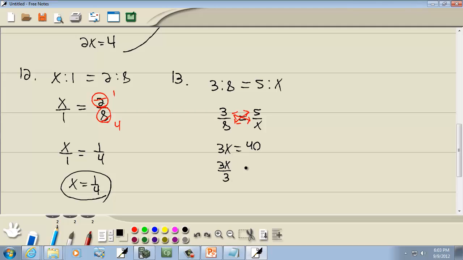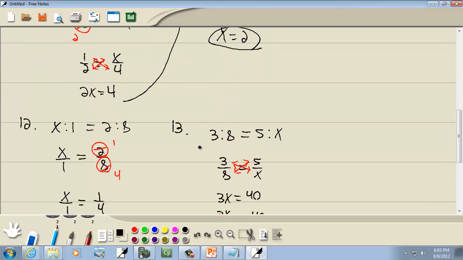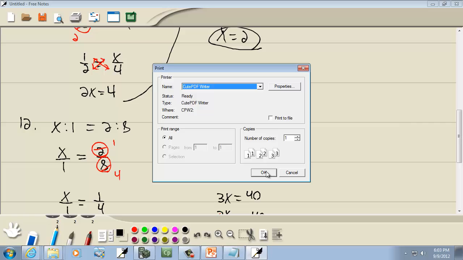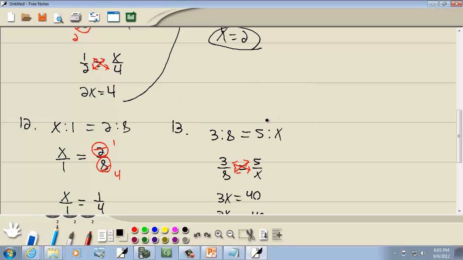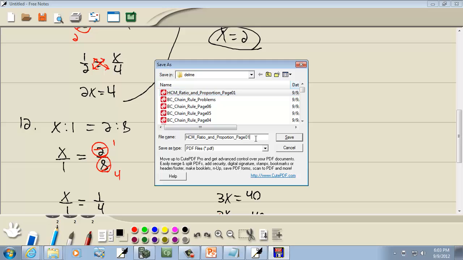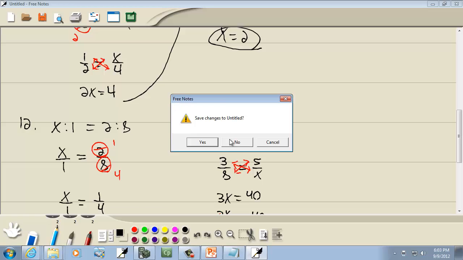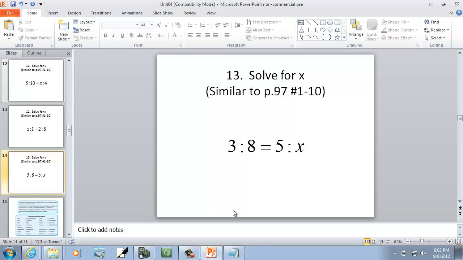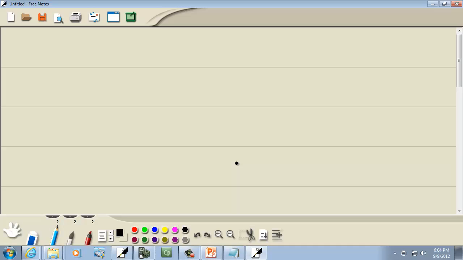Then I'll divide both sides by the number in front of our x to get rid of that. And when I do that, this 3 is going to cancel. And we got x is equal to 40 over 3. That's the value I'd have to plug in for x to cause that to be a proportion. And let me save that. There we go.